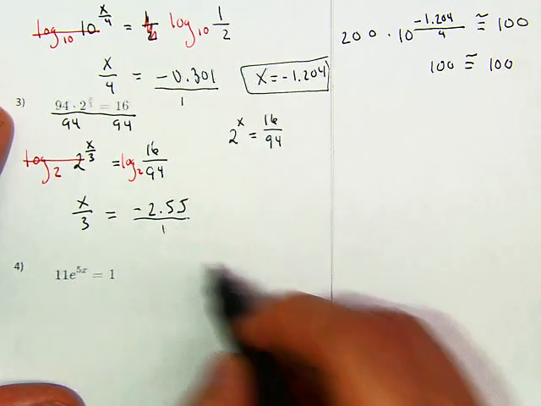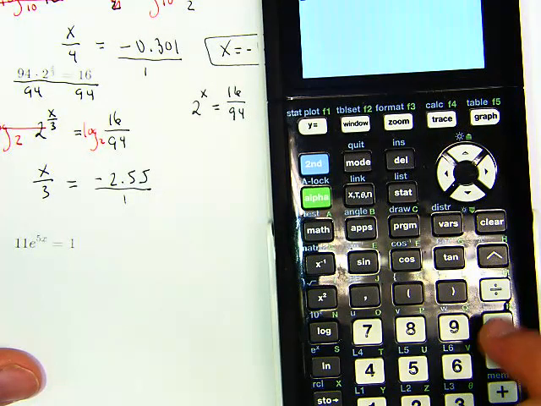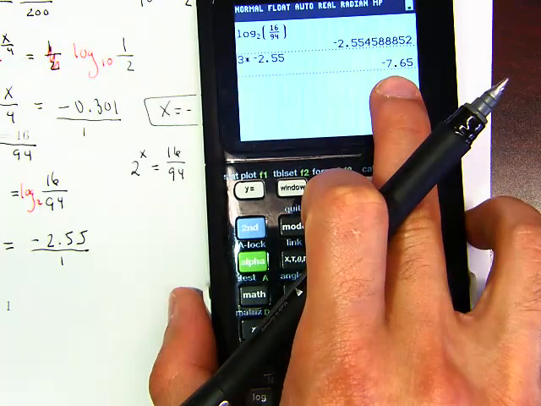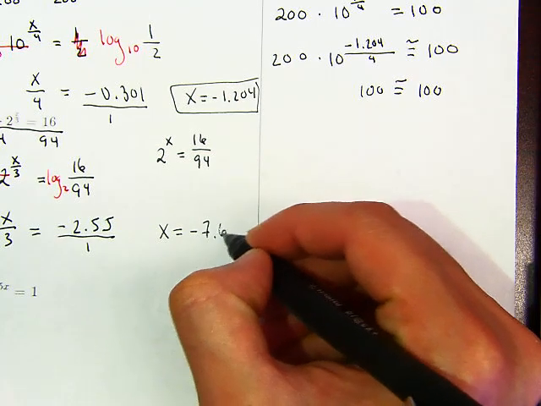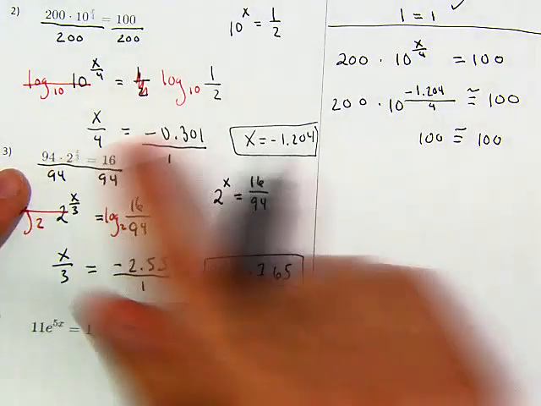So then you're just going to cross multiply. What's 3 times negative 2.55? 3 times negative 2.55 equals negative 7.65. So x is equal to negative 7.65. Okay? And what do we want to do? We want to check it.